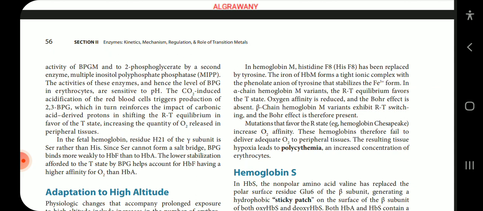The CO2-induced acidification of the red blood cells triggers production of 2,3-BPG, which in turn reinforces the impact of carbonic acid-derived protons in shifting the RT equilibrium in favor of the T state, increasing the quantity of O2 released in the peripheral tissues.